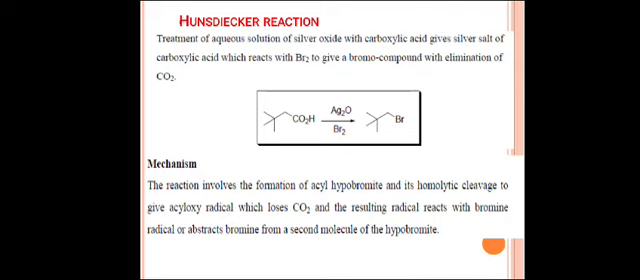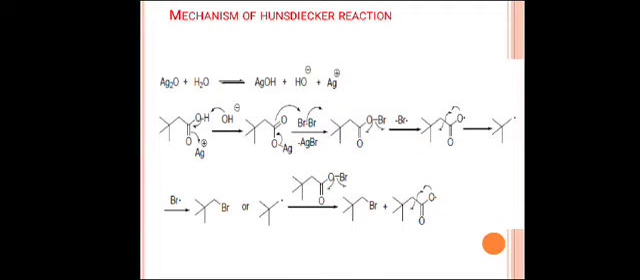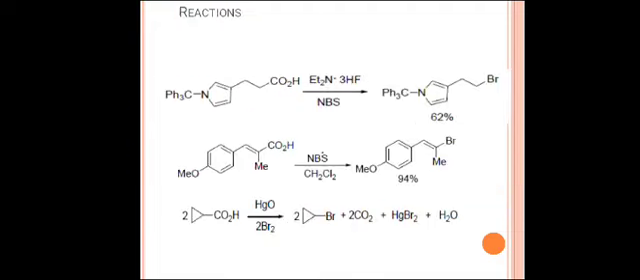In the Hunsdiecker reaction, the treatment of an aqueous solution of silver oxide with a carboxylic acid gives the silver salt of the carboxylic acid, which reacts with Br2 to give the bromo compound with the elimination of CO2. That means here in this reaction CO2 is eliminated. That reaction is performed in presence of Ag2O and Br2. That means there is a formation of the bromo compound. This is the mechanism of the Hunsdiecker reaction.